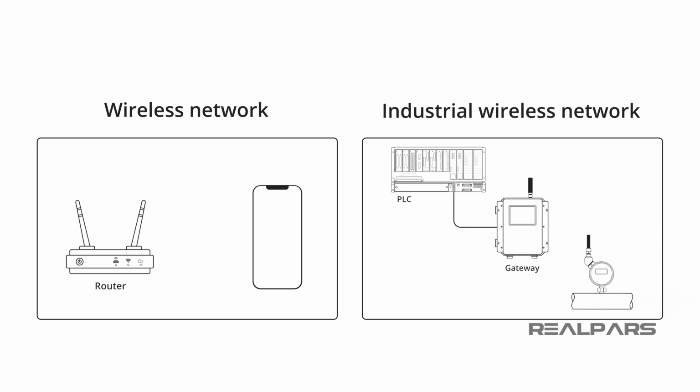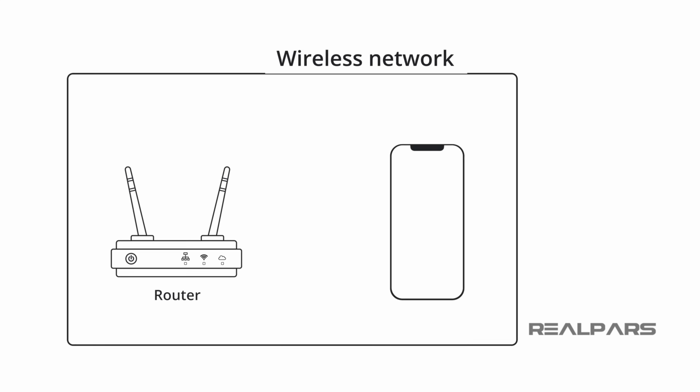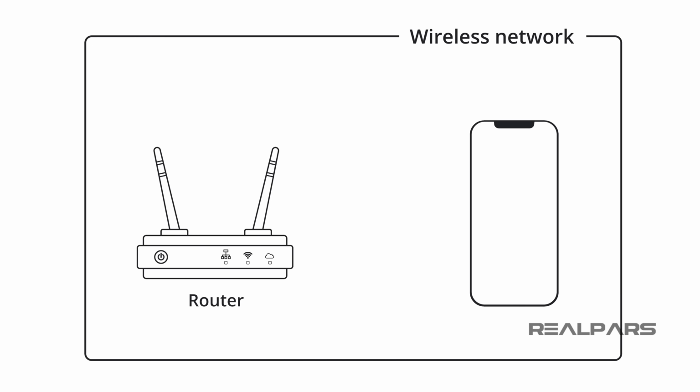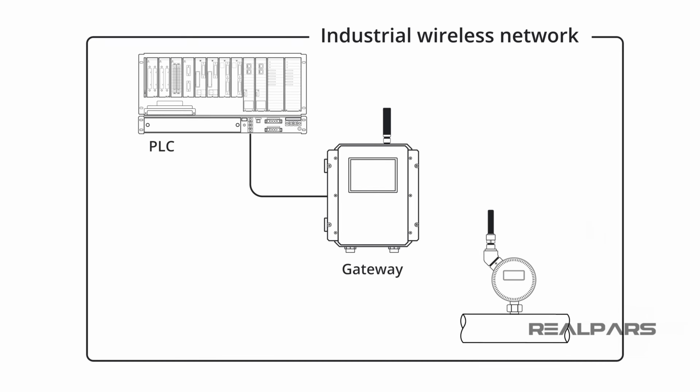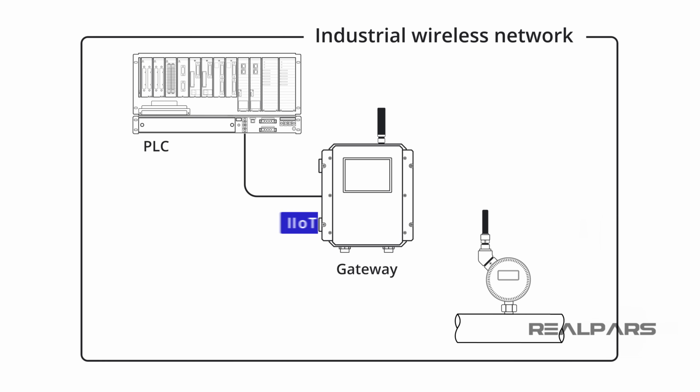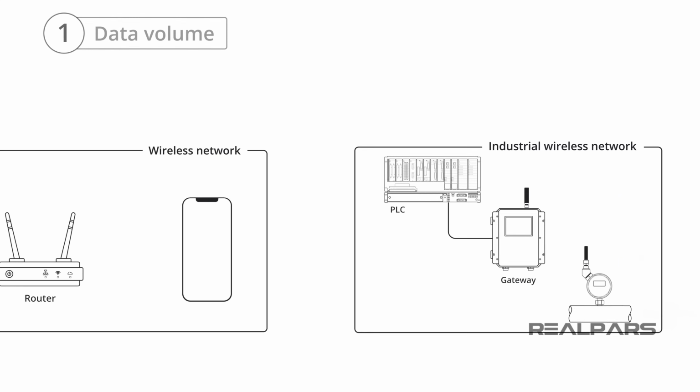So when it comes to wireless networks, we can think of two main types of networks. Wireless networks we use at home or the office, such as Wi-Fi, Bluetooth, and 5G, and industrial wireless networks, such as IIoT, or Industrial Internet of Things, that we as automation engineers use in industrial environments such as power plants, oil refineries, or water treatment plants.